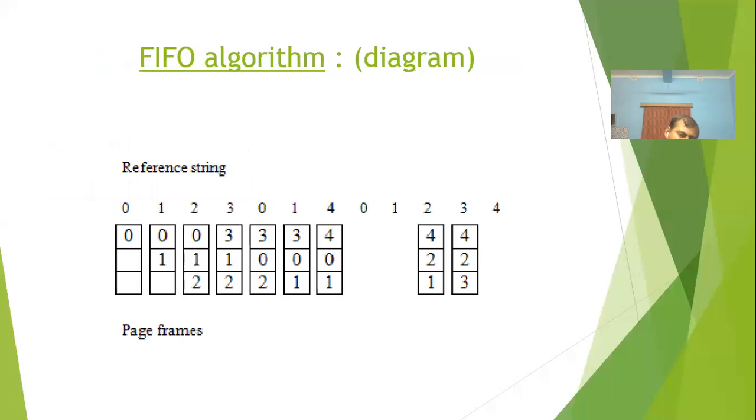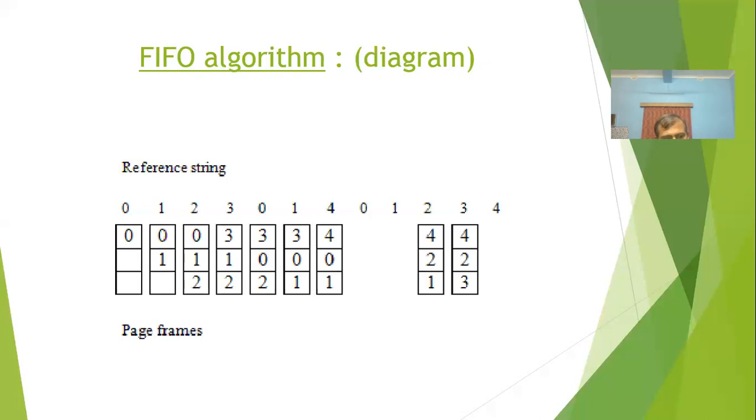Now we will review the mechanism of the FIFO replacement algorithm in a diagrammatic manner. In the slide you can see a particular reference string which is being shown here. The reference string consists of some pages which are 0, 1, 2, 3, 0, 1, 4, 0, 1, 2, 3, 4. And you can see that there are 3 frames being allocated here.